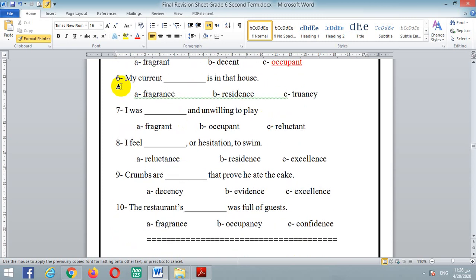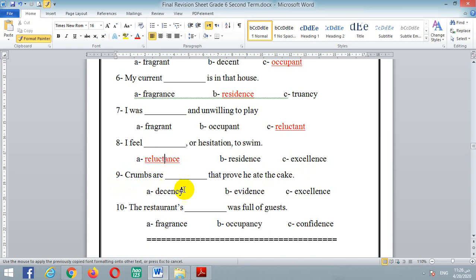Yes. Number six, my current residence is in that house. My current, yes, residence. Excellent. Number seven, I was reluctant and unwilling to play. As I said, unwilling to do something means reluctant. Number eight, I feel reluctance or hesitation to swim. You aren't sure to do something, and I need here the noun, so it's yes, reluctance.